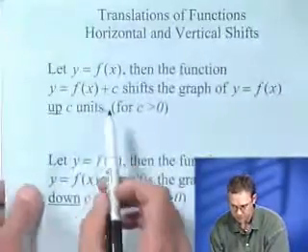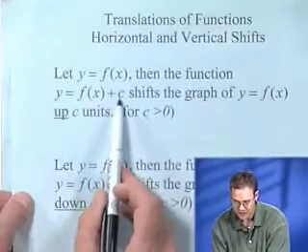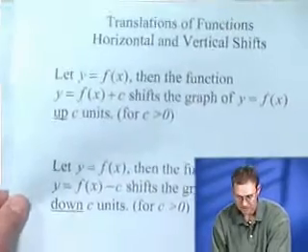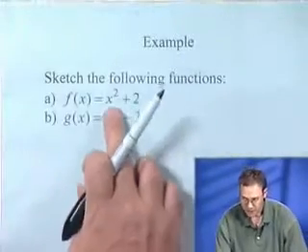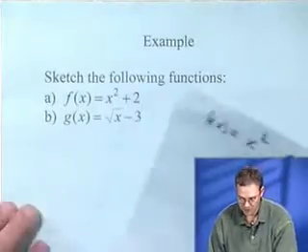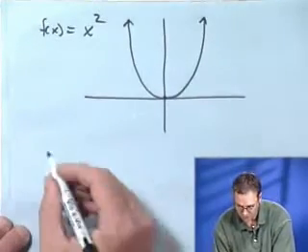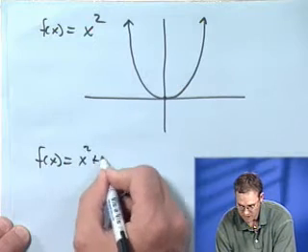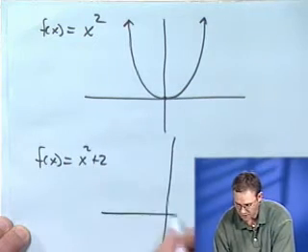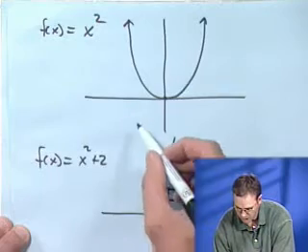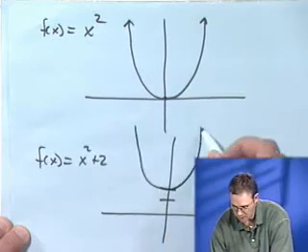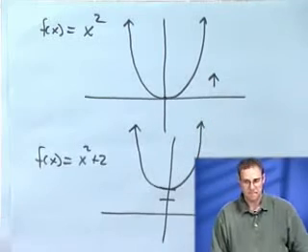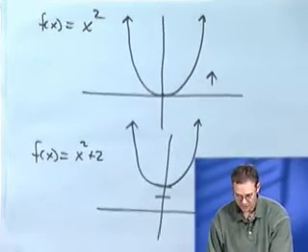Now, we want to sketch f of x plus 2, or x squared plus 2. From our rule, if we add c to the end of a function, it's going to shift the function up c units. So x squared plus 2 is just going to be the graph of x squared shifted up 2 units. So we'll take x squared and we'll just shift it up 2 units. Not too difficult. Let's try the other one.